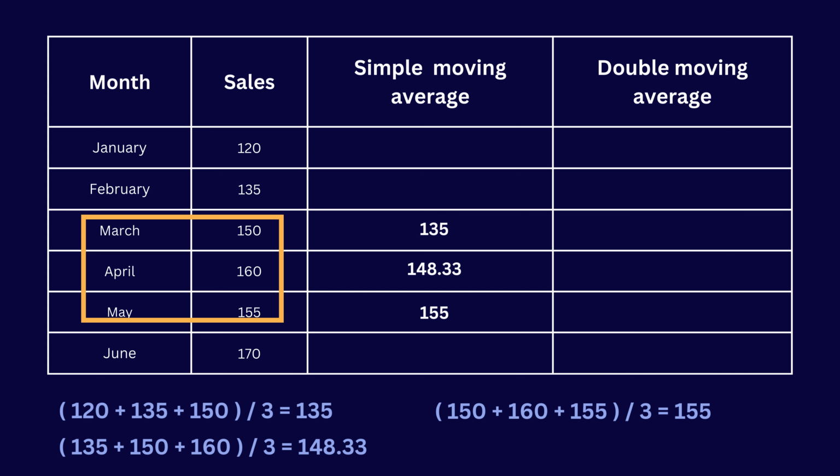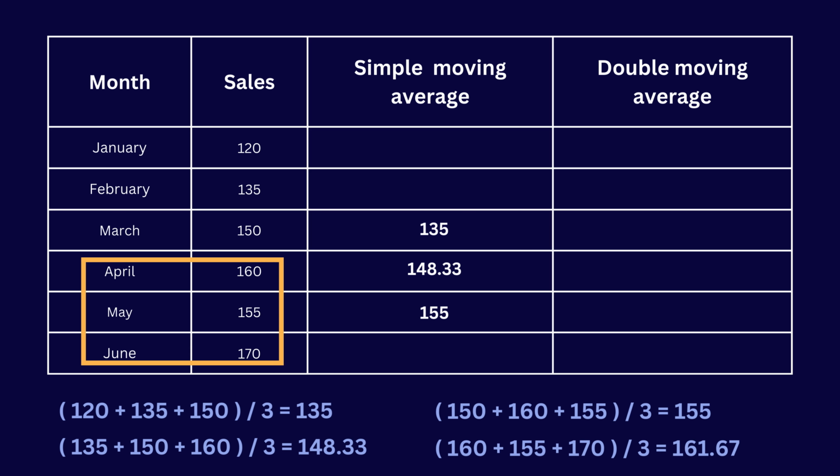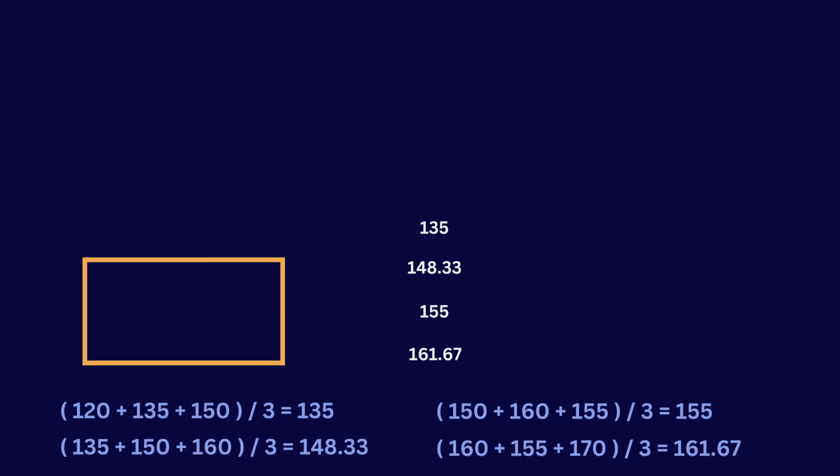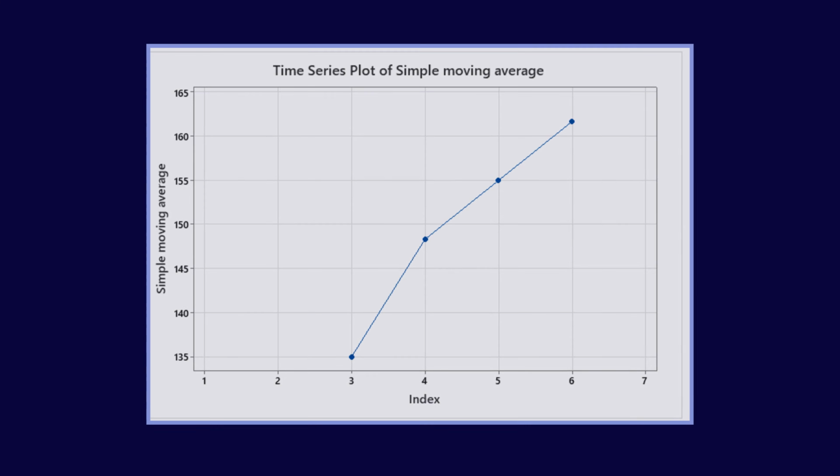Then take April, May and June values, add up those 3 numbers and divide by 3. Then you will get 161.67. This is the time series plot of the simple moving average. So here also you can see we have some fluctuations. So we have to correct that.